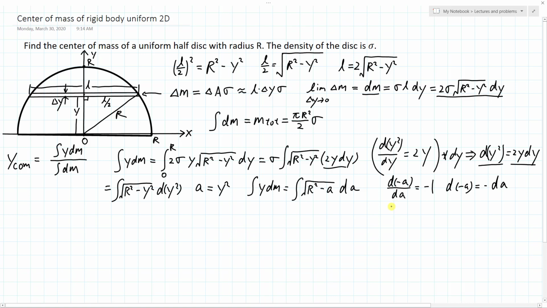And what happens with this? Okay, so d of r squared minus a. Okay, we know that r squared is a constant, doesn't change with a. Well, now we have this d r squared over dA.